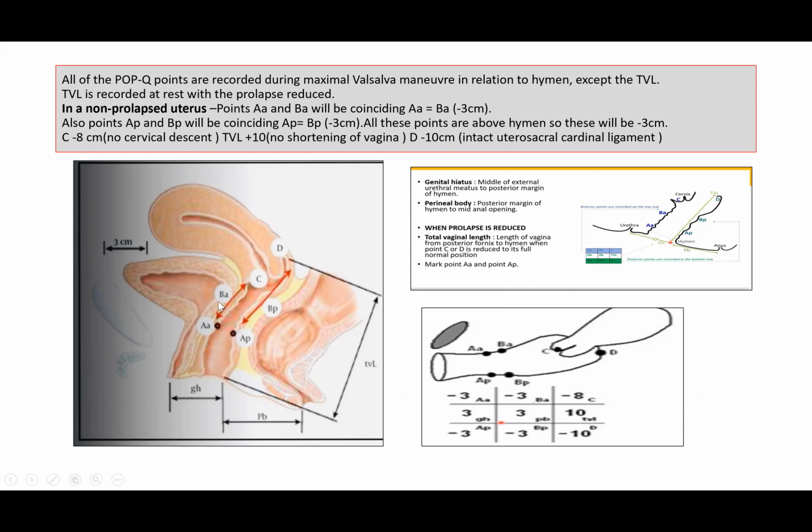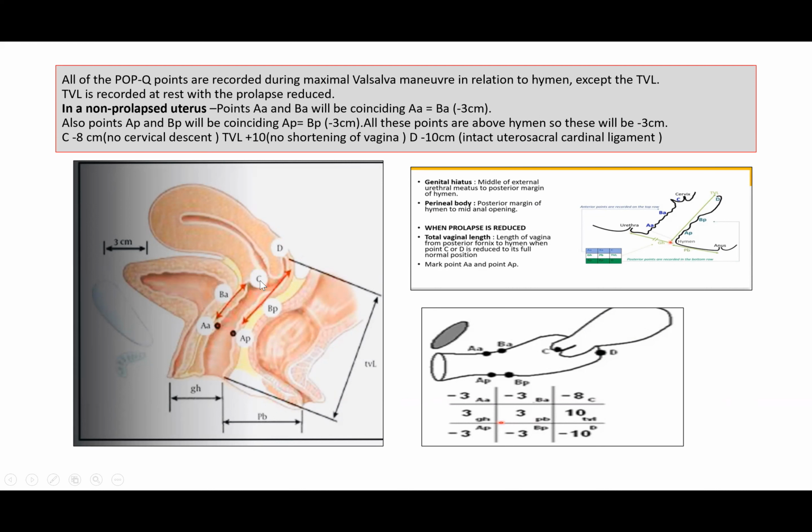Now, in a non-prolapsed uterus, what happens? This is the non-prolapsed uterus, and this is the grid of a non-prolapsed uterus. So here, the points AA and B, as you see in the diagram, will be coinciding and they are minus 3 centimeter. Likewise, points AP and BP on the posterior vaginal wall will be coinciding and they will be minus 3 centimeter. All these points are 3 centimeter above the hymen, so the value is minus 3 centimeter.